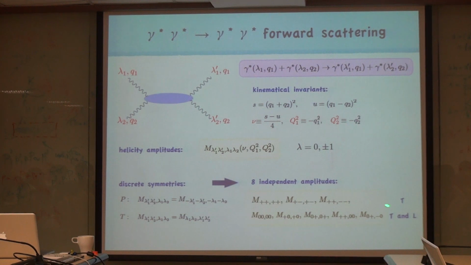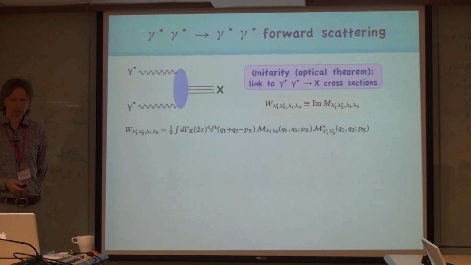They involve only plus or minus, which means transverse photons. And then you have 5 amplitudes which involve zeros, and 0 means you have a longitudinal photon. If you go to the limit when the virtuality is 0, then only 3 amplitudes survive, which are these transverse photon amplitudes.